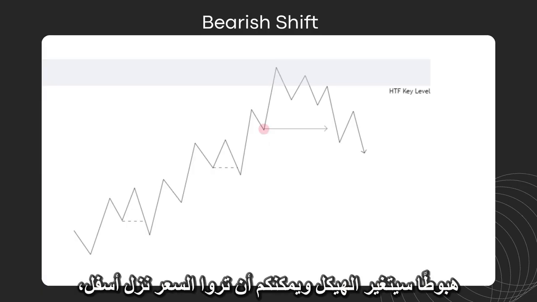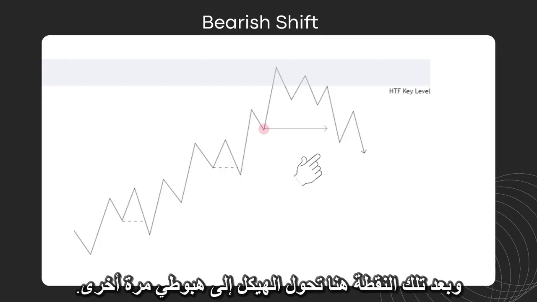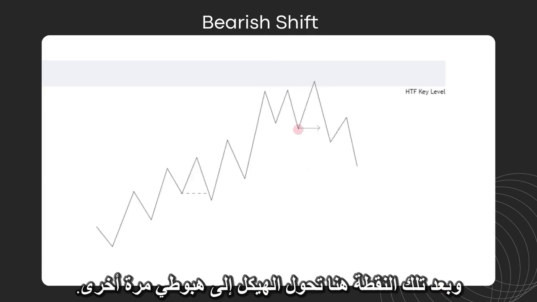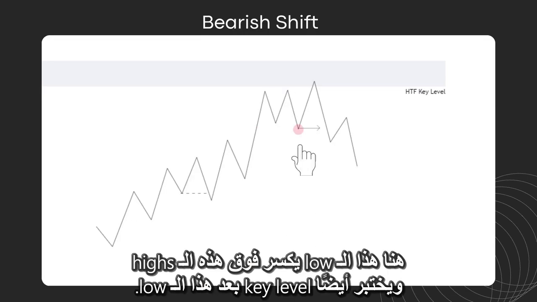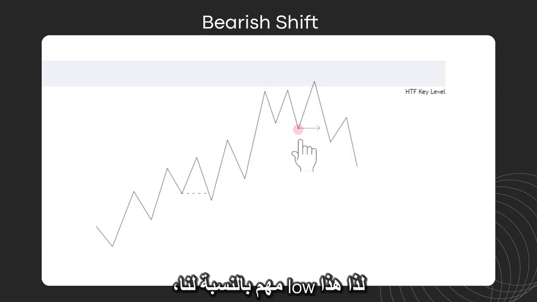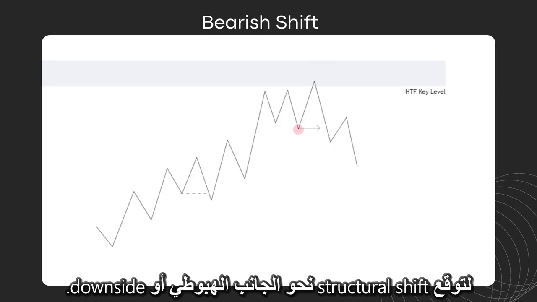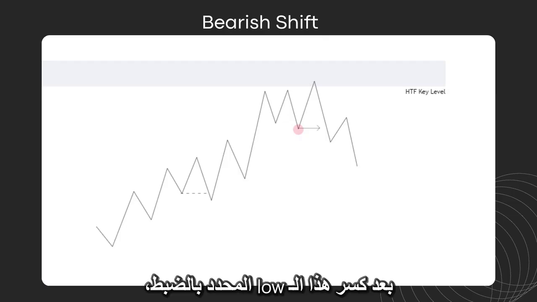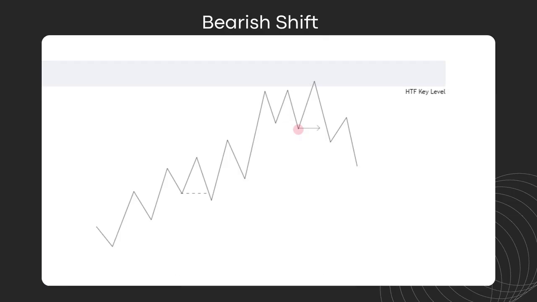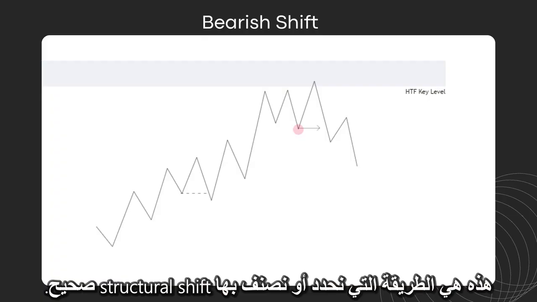You can see price came down, broke below it, and after that point right here, we've shifted the structure to bearish. Again right here you can see the same framework. In a bullish trend, this low breaks above these highs and also tests a key level. So this is a significant low for us, which we'll look for to be broken to anticipate a structural shift towards the bearish side, the downside. After this exact low is broken, it will result in a downtrend. This is how we identify and classify a correct structural shift.